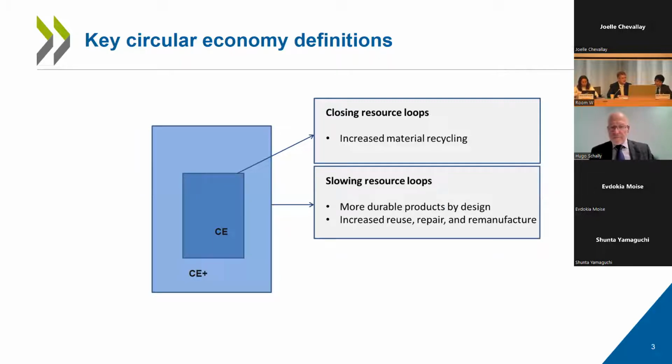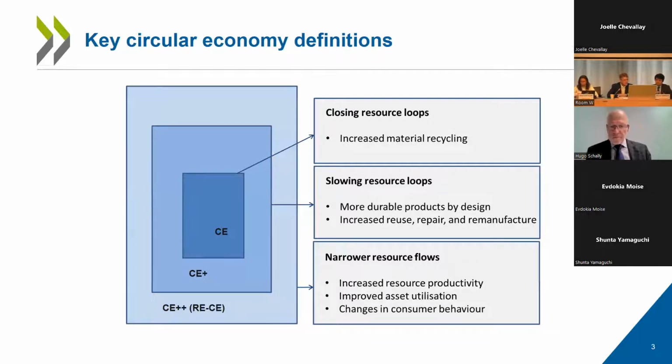So basically what we do is we say, well, this circular economy is just a shortcut for a much broader set of issues. It's about closing resource loops, which you could say is the narrow version of a circular economy, but it's also about slowing resource loops, having more durable design, eco-design, increased reuse, repair, and remanufacture. It is part of a broader circular economy. And finally, there's also narrowing the resource flows. In other words, improving resource efficiency.